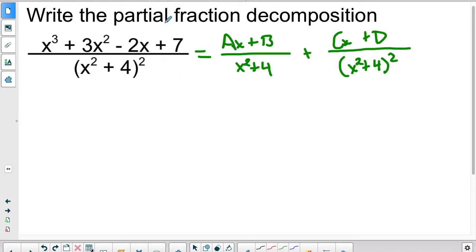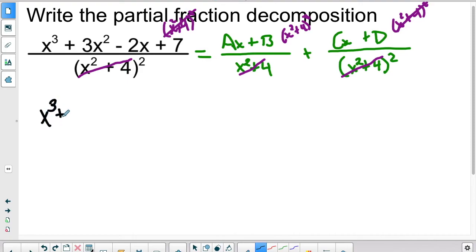Now the next thing we'll do is the same thing as what we've been doing, we're going to multiply by our greatest common denominator, x squared plus 4 times x squared plus 4 squared. Now for us here, one of these will cancel with one of them, so we still have 1 x squared plus 4 being multiplied here, and these two cancel out completely. So what we have left is, on the left side, x cubed plus 3x squared minus 2x plus 7. So I have all my terms here, cubed, squared, to the first, and our constant.